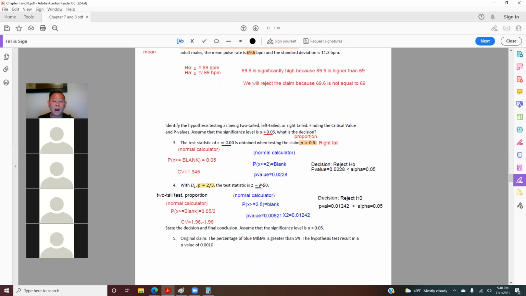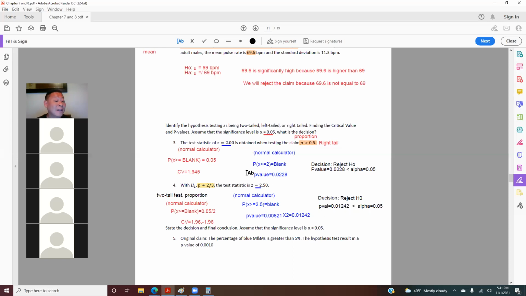Okay. So the only time that you fail to reject is when this p-value is greater than alpha. Okay. So this is how we make the decision. It's based on the p-value that you found here and the alpha given to us, and figure out, are they less than or are they greater than?